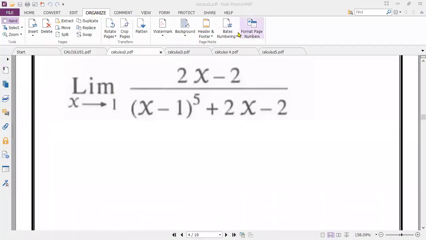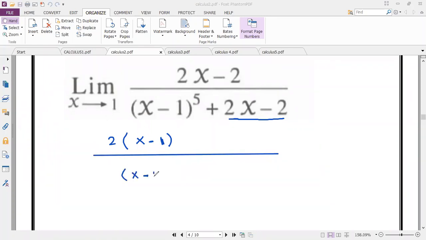I want to get the limit of the function (2x minus 2) over ((x minus 1) to the power of 5 plus 2x minus 2). So here we have a common factor at the top, which is 2. So we'll take 2 as a factor, then you will have x minus 1 at the top. And at the bottom here, we couldn't expand (x minus 1) to the power of 5, so write it as (x minus 1) to the power of 5. Then, plus the two terms here, we are going to take 2 as a factor. So you'll end up with x minus 1.